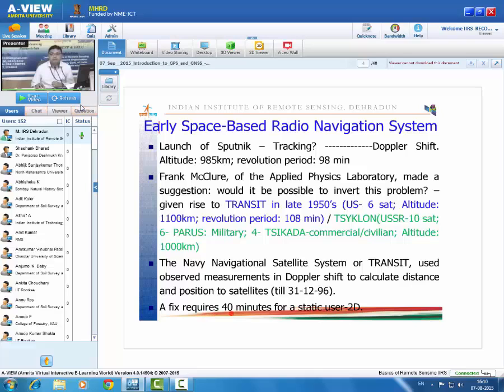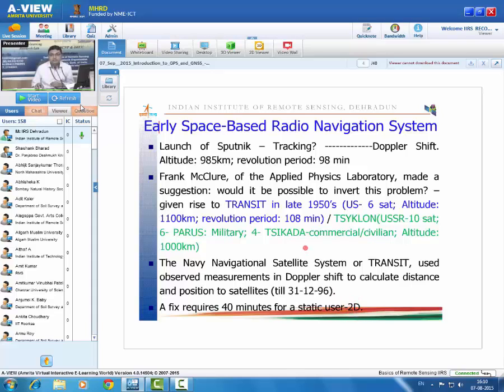There was a limitation with this system: it only gives 2D location, that is we can calculate the latitude and longitude, and it takes about 40 minutes. Once you switch on the system, it requires 40 minutes to get you the position. In today's GPS system, you switch on the system and you get the position in hardly 2 to 3 seconds, whereas it was taking about 40 minutes earlier. Another difference with today's GPS is that today we get latitude, longitude and height, all three, whereas the Transit system was giving only 2D.